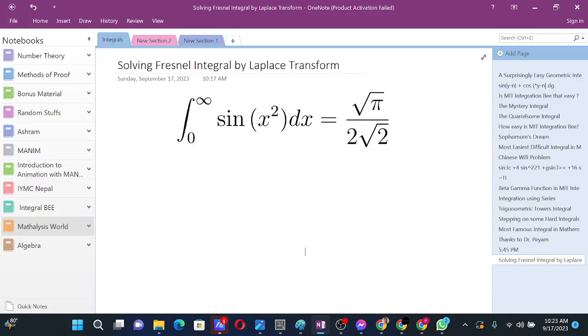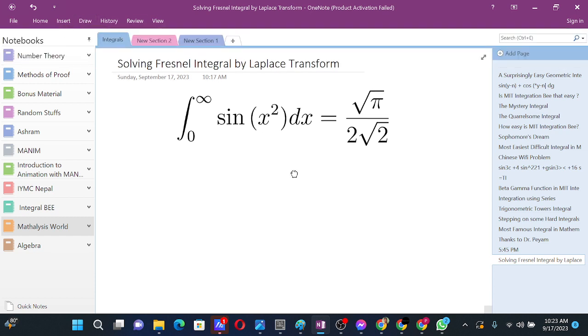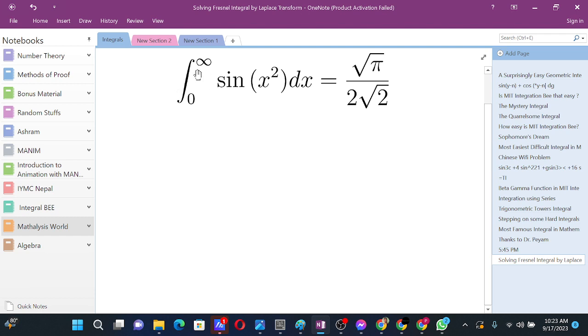In this video, we are going to evaluate the Fresnel integral, that is the integral from 0 to infinity of sine of x squared dx, using the Laplace transform. But we cannot directly take the Laplace transform of this integral.